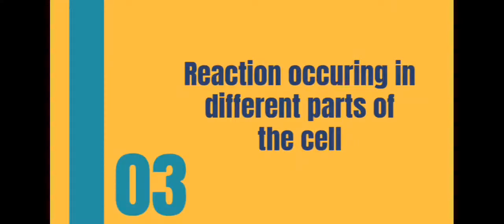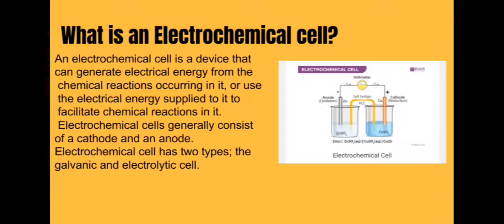Reactions occurring in different parts of the cell. What is an electrochemical cell? An electrochemical cell is a device that can generate electrical energy from the chemical reactions occurring in it, or use the electrical energy supplied to it to facilitate chemical reactions in it. Electrochemical cells generally consist of a cathode and an anode. Electrochemical cells have two types, the galvanic and electrolytic cell.